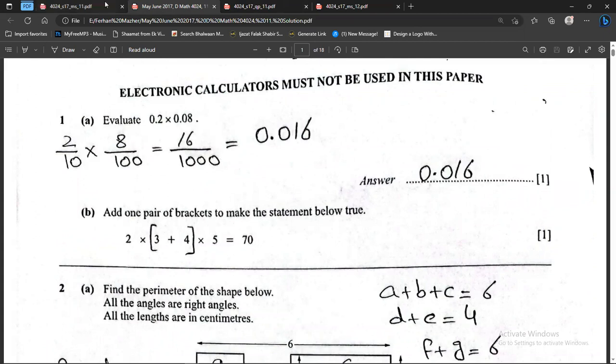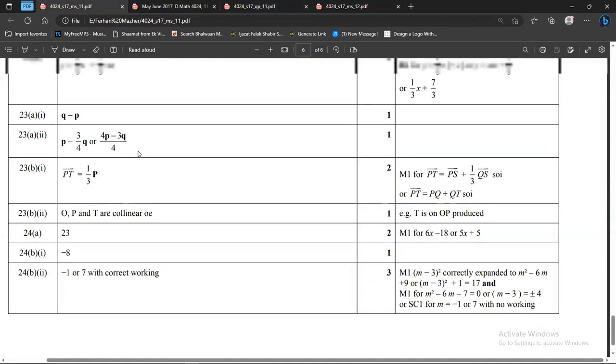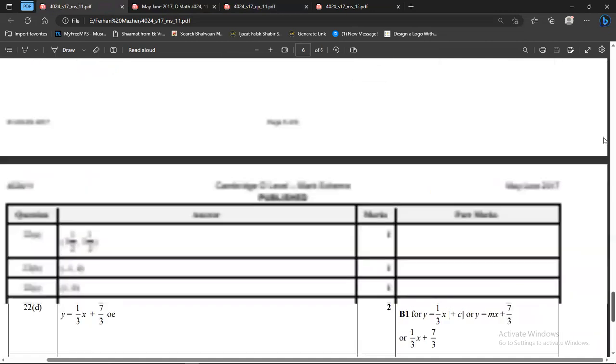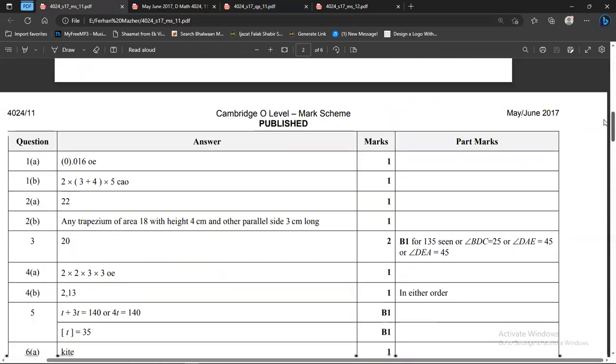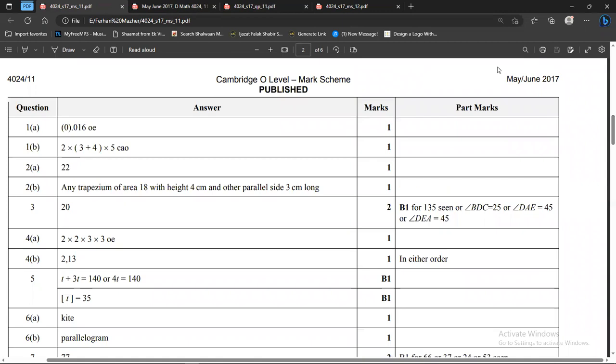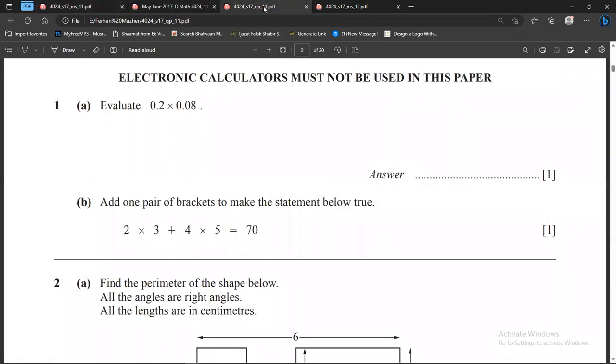0.016 is the answer. 0.016 is the right answer, sir. This is the solution. Okay.